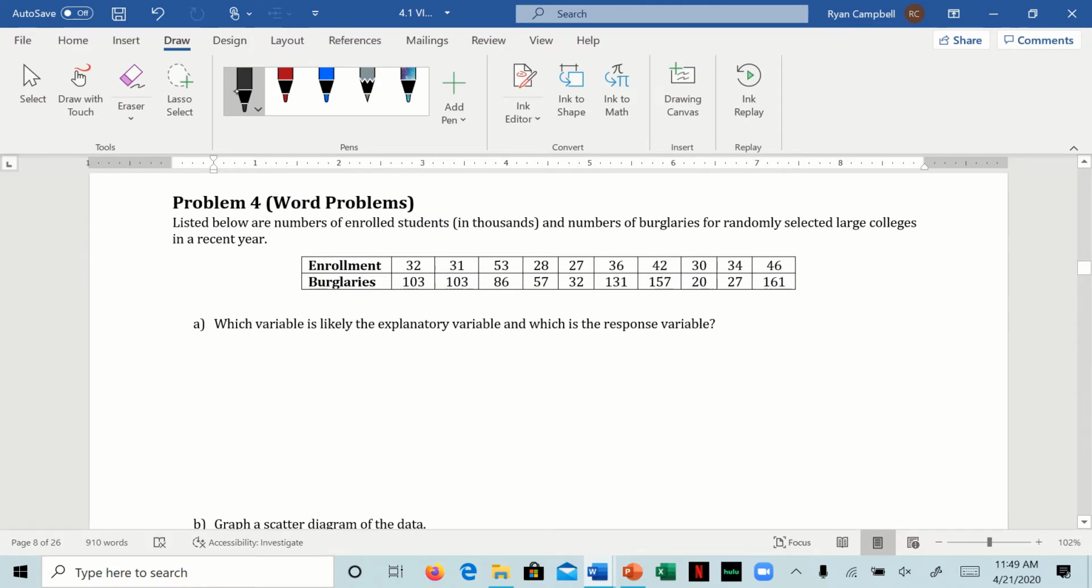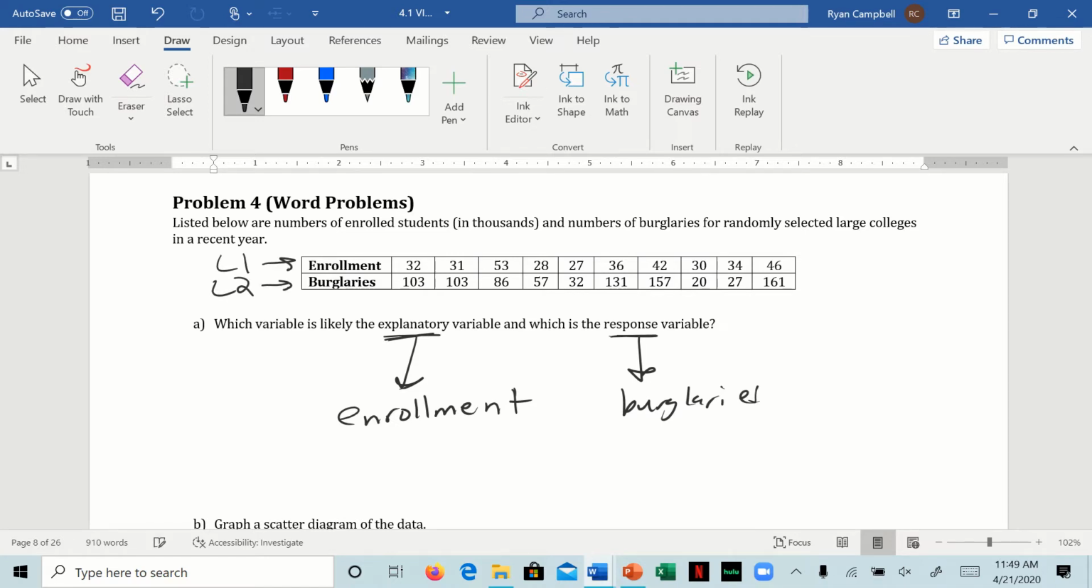So listed below are the number of enrolled students in thousands and the number of burglaries. So in this case, which one would be the explanatory variable? Which would be the response variable? Would the enrollment possibly explain the number of burglaries, or would the burglaries explain the enrollment? Probably the more students there are, the more burglaries there will be. So the enrollment might explain the burglaries, in which case L1 is going to be your enrollment and L2 is going to be your burglaries.